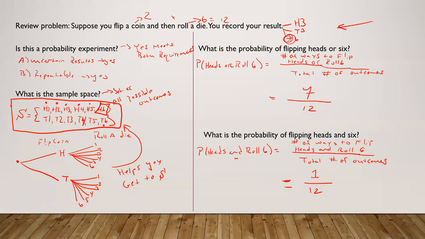To answer Pablo's question, yes, you could. There are actually two opportunities to get a six. You can get an H6 or a T6. You just don't want to double count it. So for this 7 out of 12, you have to look through the sample space to count the possible ways it could happen. Just so everyone's clear, this is a fantastic exam question.